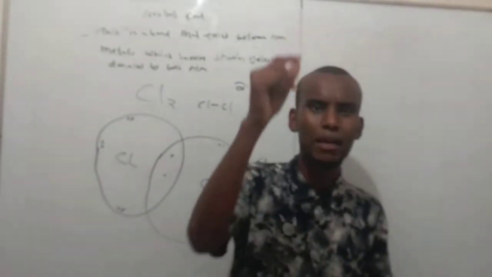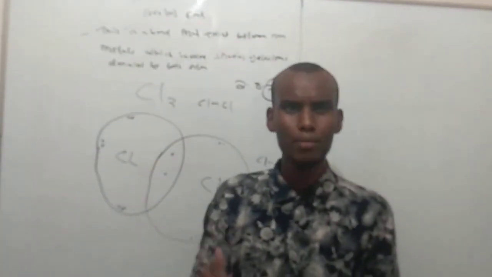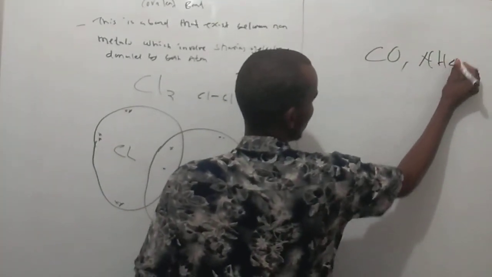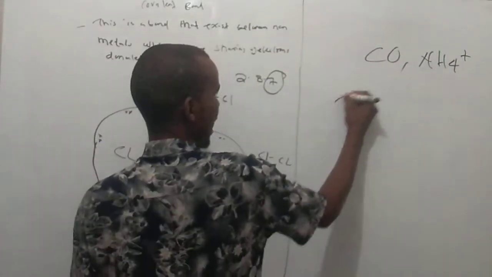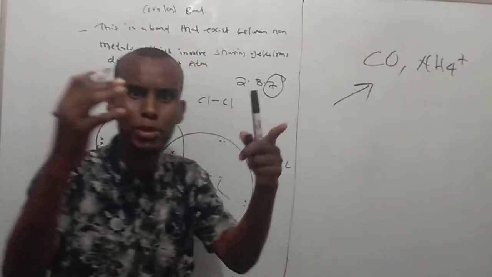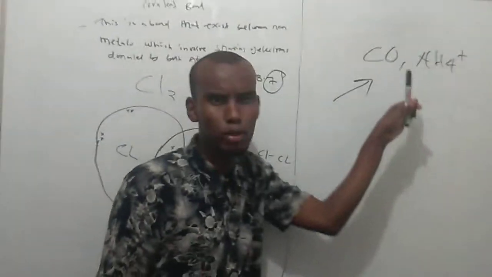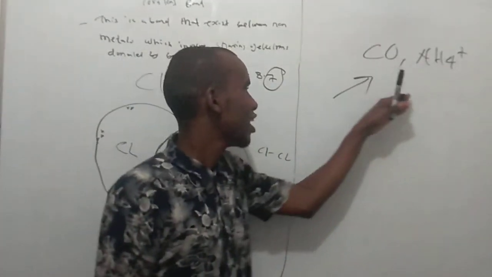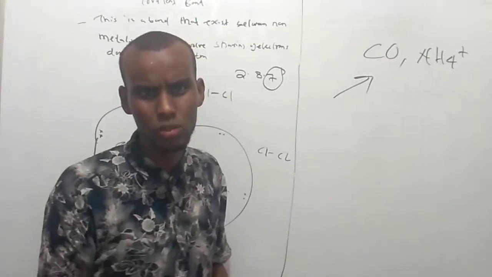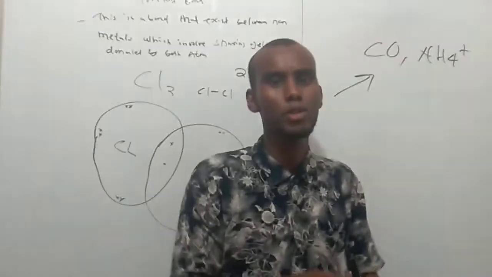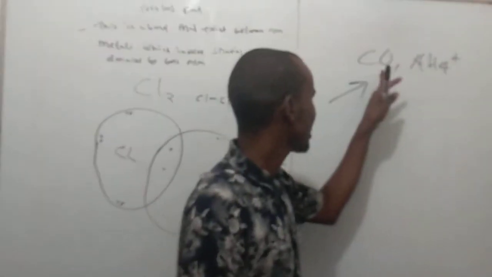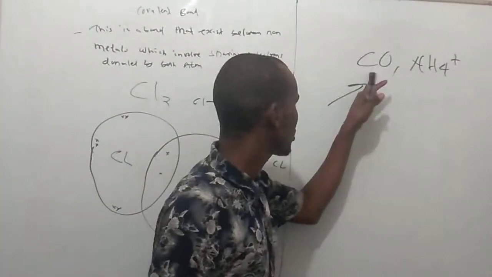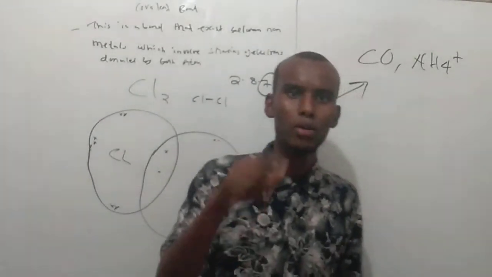Examples of dative bond: we may have carbon monoxide or the ammonium ion. It's normally indicated by an arrow. The dative bond is a special type of covalent bond. If you draw carbon monoxide or the ammonium ion, you will see that only 1 atom donates the electron. That's why we have a dative bond. It's a special type of covalent bond because it exists between nonmetals. Carbon and oxygen are both nonmetals, but here only 1 atom donates the electrons. That's all about the dative bond.